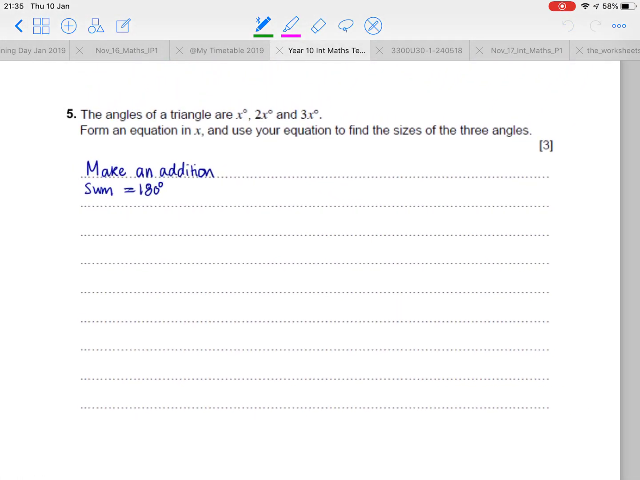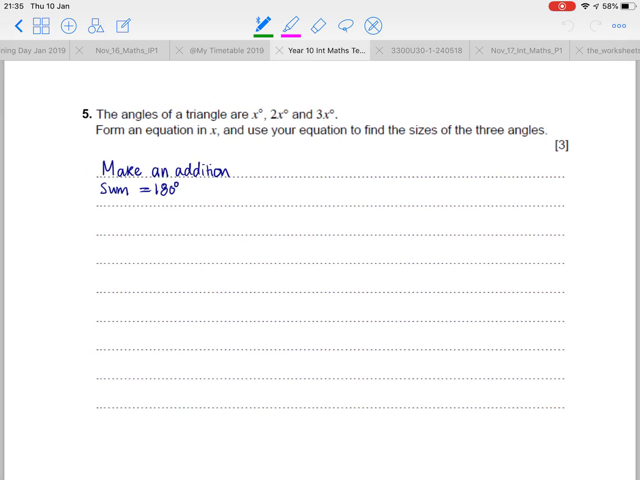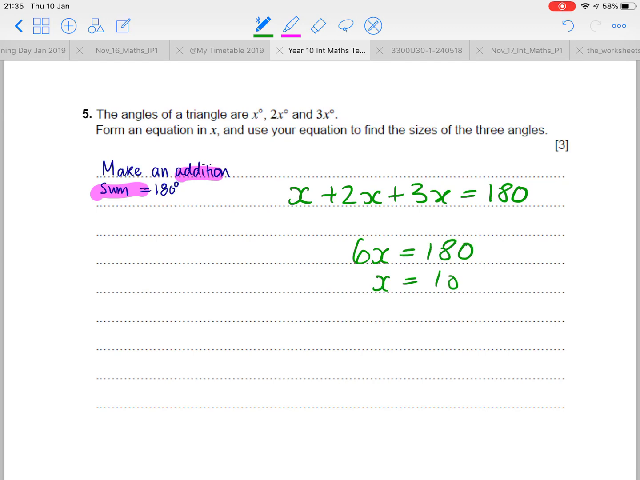Question 5, very similar to the last one. We have to make our own addition sum, and the total will be 180. So 6x this time is 180, 1x is only 30, but that's not the end of the question.